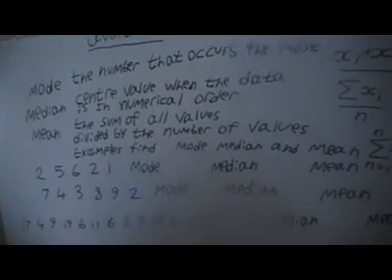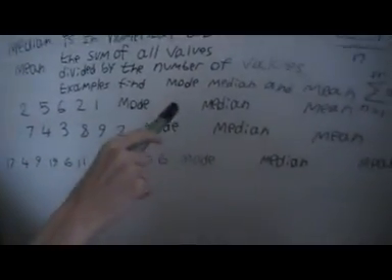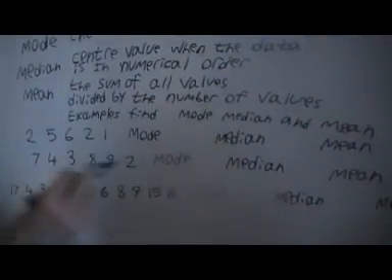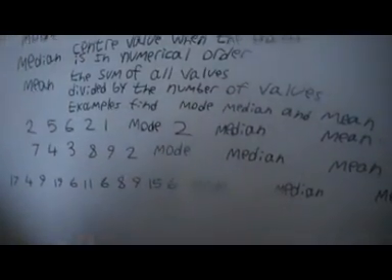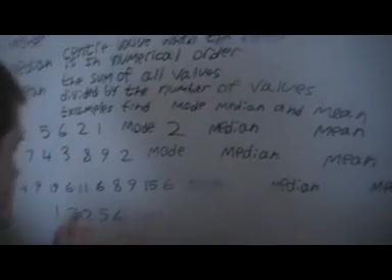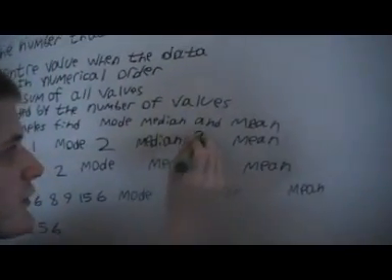Okay, so now we want to find the mode, the median and the mean of some examples here. The mode is the number that occurs the most, so that's 2. The median, we'll put them in order: 1, 2, 2, 5, 6. The middle value is 2, so the median is also 2.